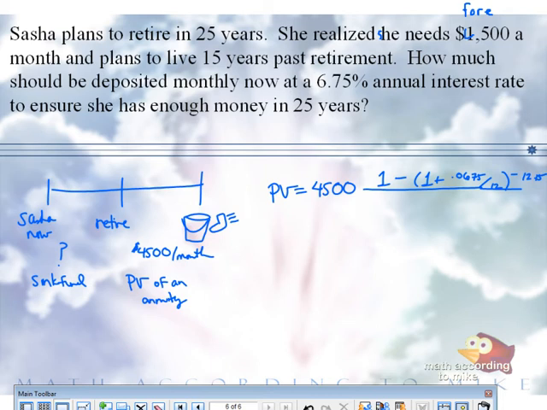Is that 180? 180, all over 0.0675 over 12. 526, 508, 526 and 60 cents. So she needs to have that amount of money, over $500,000, by the time she retires, so that she can take out $4,500 a month.